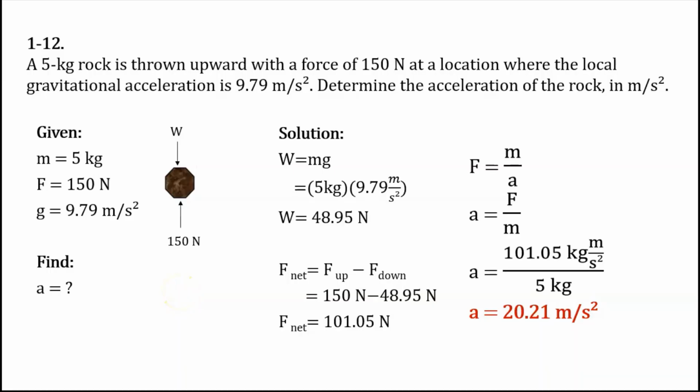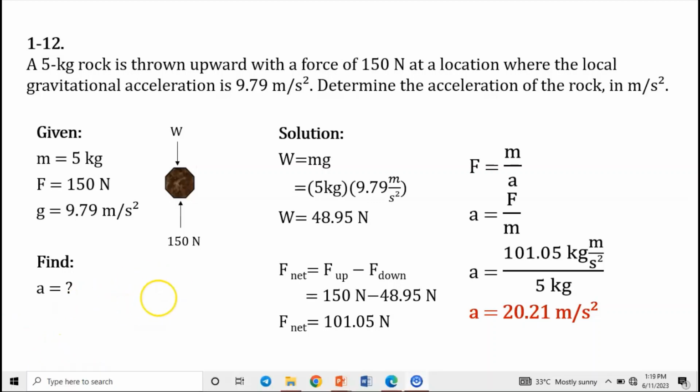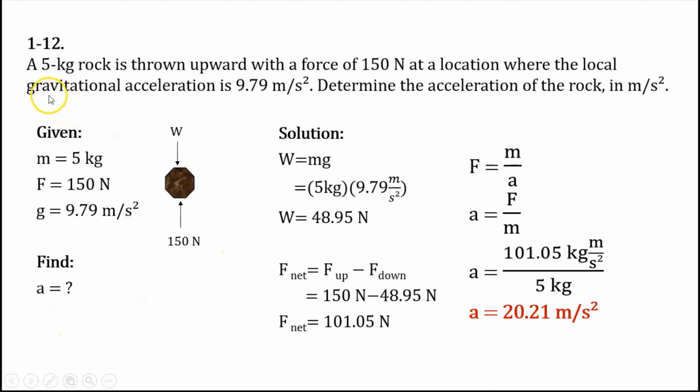Hello everyone! In this video, we will solve an example of the introduction and the basic concepts of thermodynamics and heat transfer. A 5 kg rock is thrown upward with a force of 150 Newton at a location where the local gravitational acceleration is 9.79 meter per second squared. Determine the acceleration of the rock in meter per second squared.